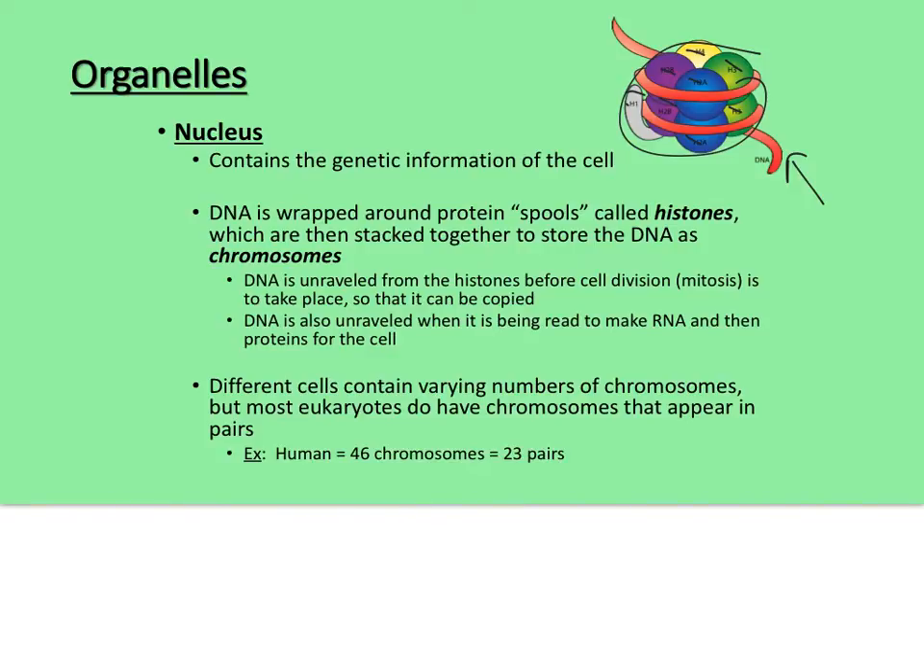Different cells have different numbers of chromosomes depending on the species that you're looking at. Pretty much all eukaryotes have primarily cells that have an even number of chromosomes because those chromosomes appear in pairs. For example, humans have 46 chromosomes, or 23 pairs of chromosomes.